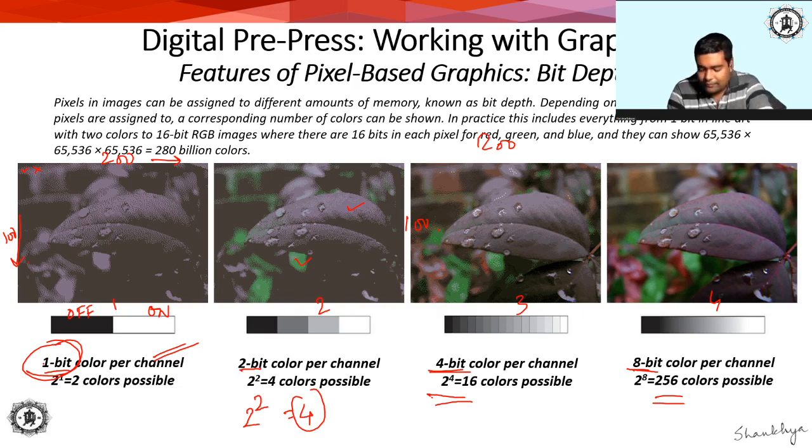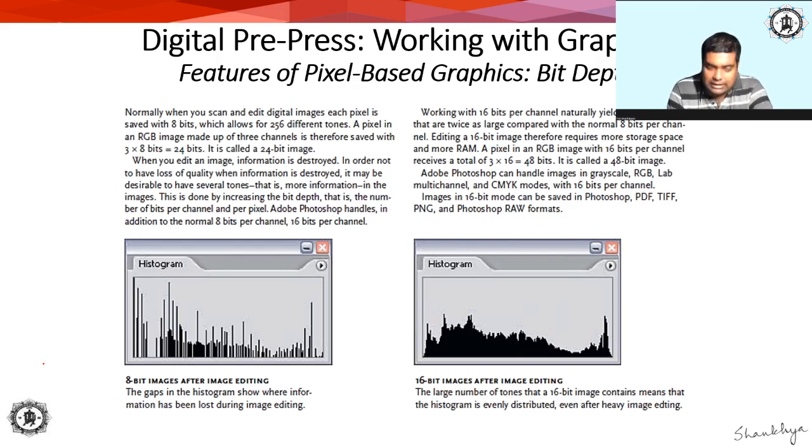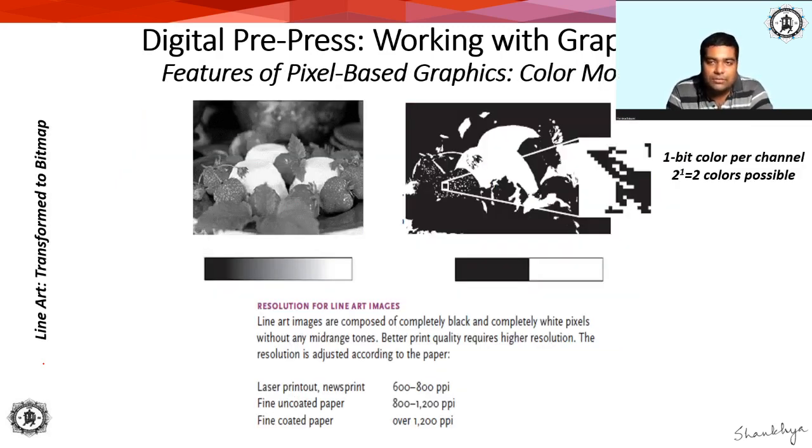Okay, moving on. Now, I don't really want to come to histogram at this point. I just want to show you this color mode. Histogram will come later on. Let us first talk a little bit about the color mode. Here, very nice image they have given over here. See, this is a 1-bit image, and this is, let us say, an 8-bit image.